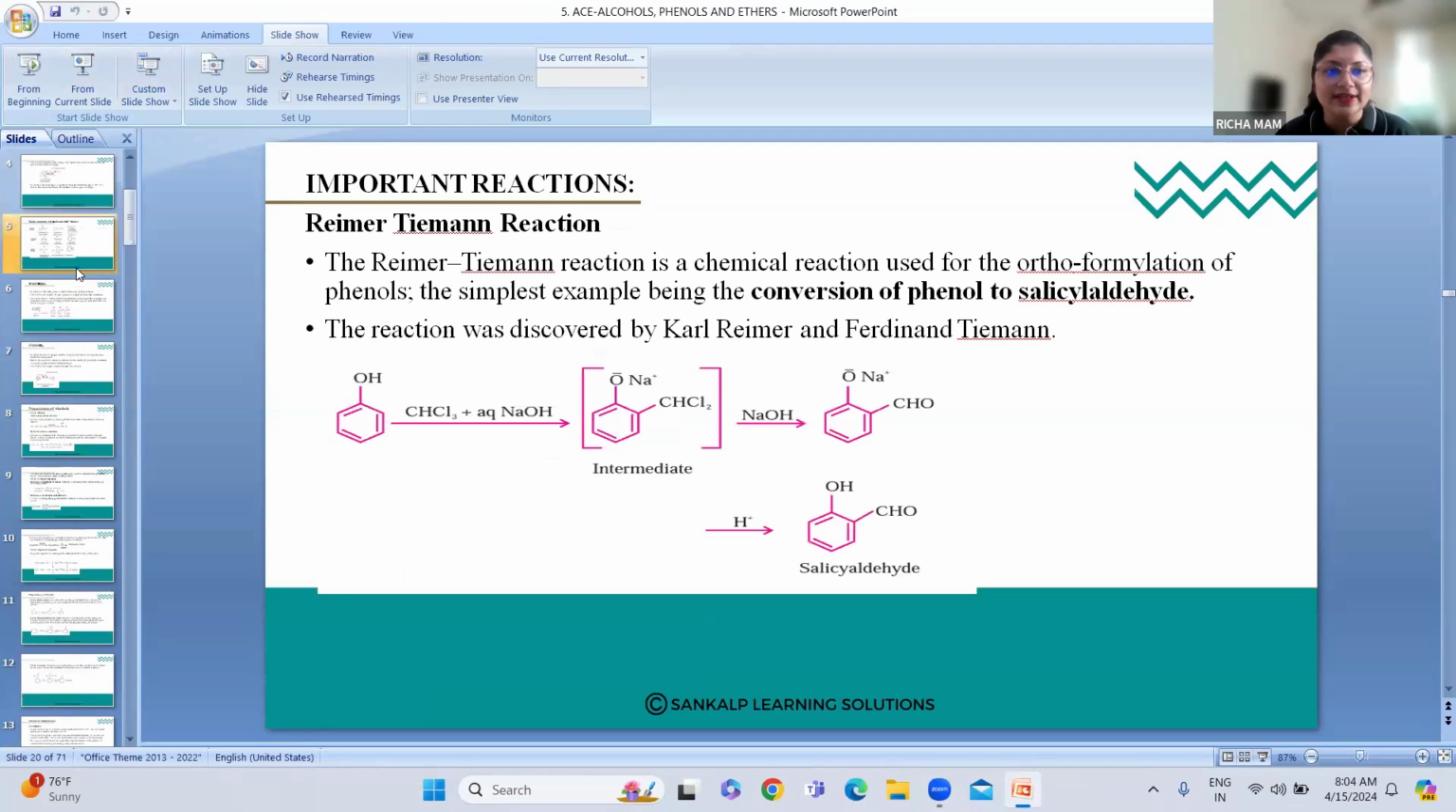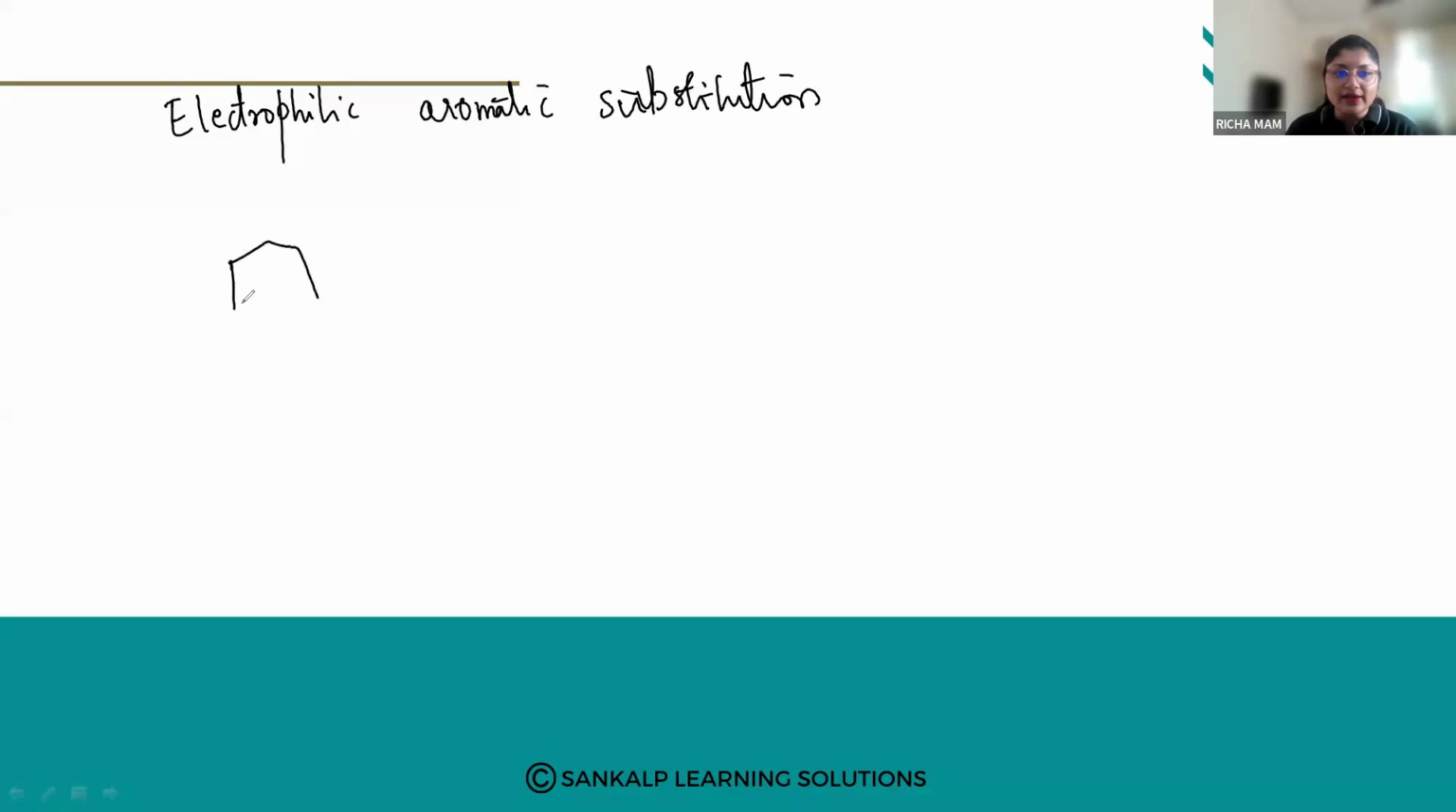Firstly, as I said, phenols involve electrophilic aromatic substitution. They undergo electrophilic aromatic substitution reactions. What is the reason? In phenol, as we know, why do they undergo electrophilic aromatic substitution? We have seen the structure of phenol.